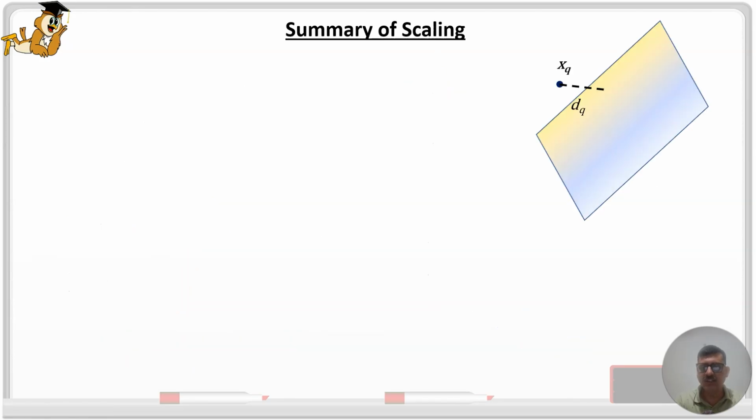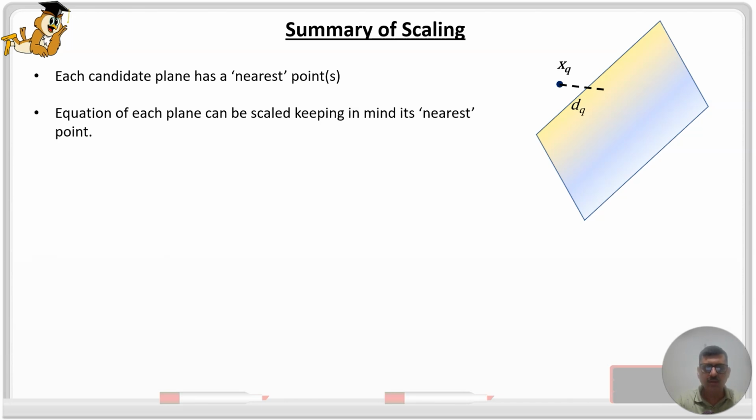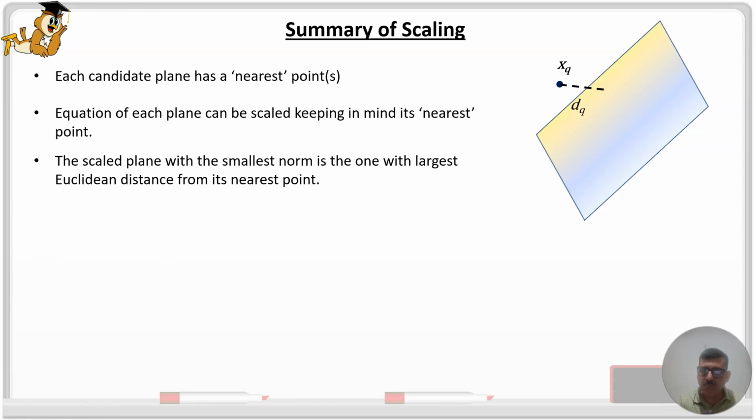So here is the summary of scaling. Each candidate plane has a nearest point out of the training data. Equation of each plane can be scaled keeping in mind its nearest point, right? Each plane has a nearest point. The nearest point for each plane could be different, but the equation of every plane can be scaled keeping in mind its nearest point. The scaled plane with the smallest norm is the one with the largest Euclidean distance from its nearest point, right? I just showed that to you with an example just now.